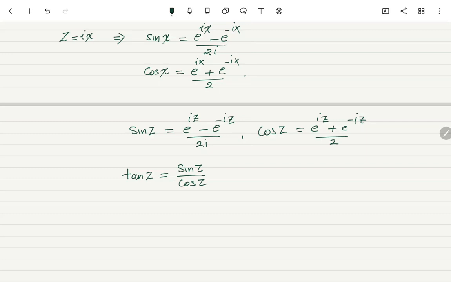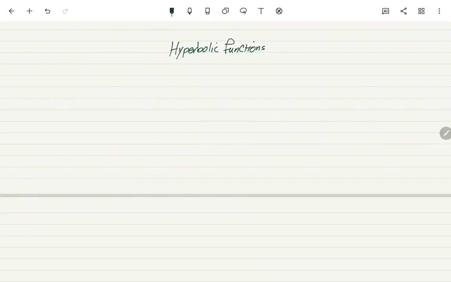Now let's define hyperbolic functions. Sine hyperbolic z equals (e to z minus e to minus z) over 2, and cosine hyperbolic z equals (e to z plus e to minus z) over 2. And from these two definitions, we can find the rest of the hyperbolic functions.